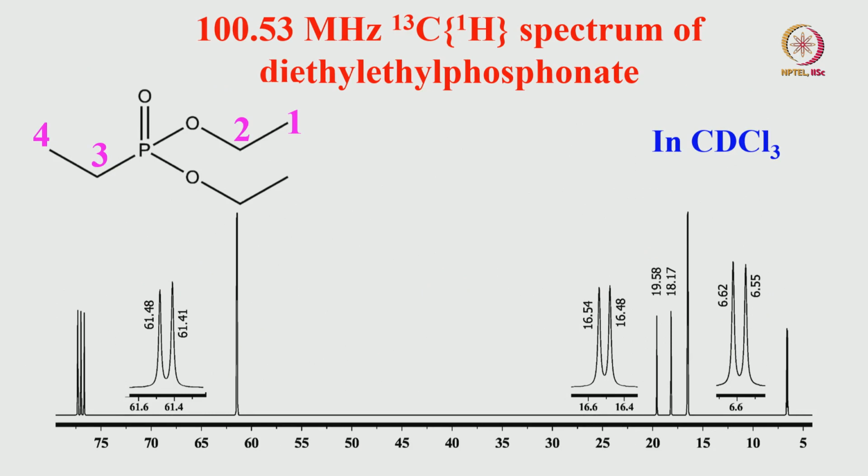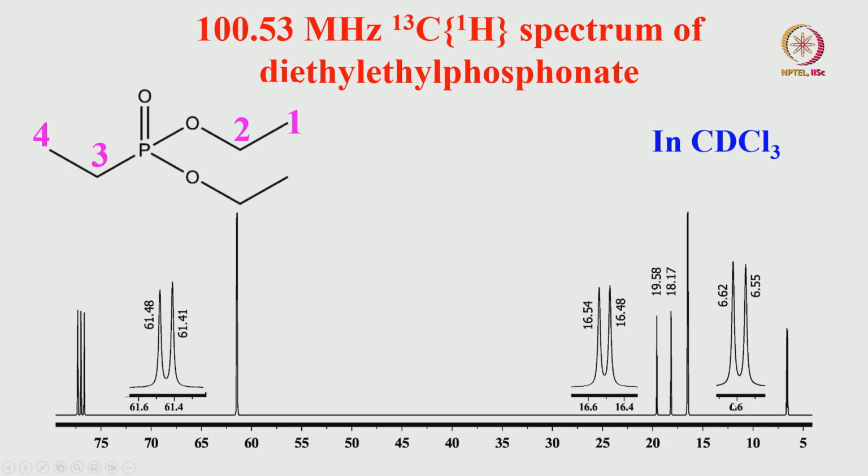So, we will go further and look at, so far we saw the fluorine coupling. What happens if there is a phosphorus present? And another example of a simple molecule I am taking. This is the spectrum of diethyl ethyl phosphonate. This is the molecule, and now we can see there are 3 CH3 CH2 groups present and a phosphorus is here.